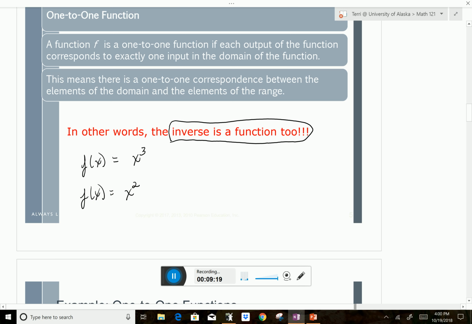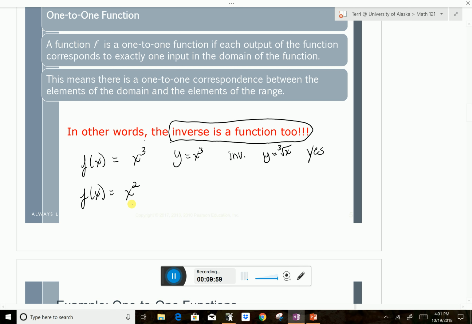Let's look at x cubed. If I tried to find the inverse of x cubed, so y equals x cubed, what is the opposite? Taking the cube root, right? So the inverse would take the cube root. Is this a function also? If I put an answer in there, do I know what I'm going to get? Yes. Because if I put negative 8, it'll give me negative 2. But if I put positive 8, it'll give me positive 2.